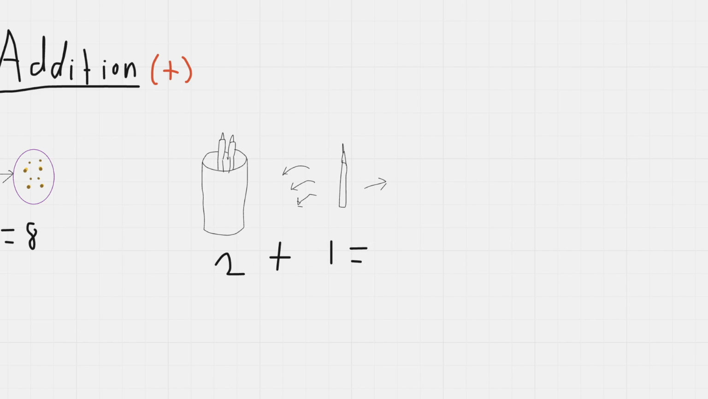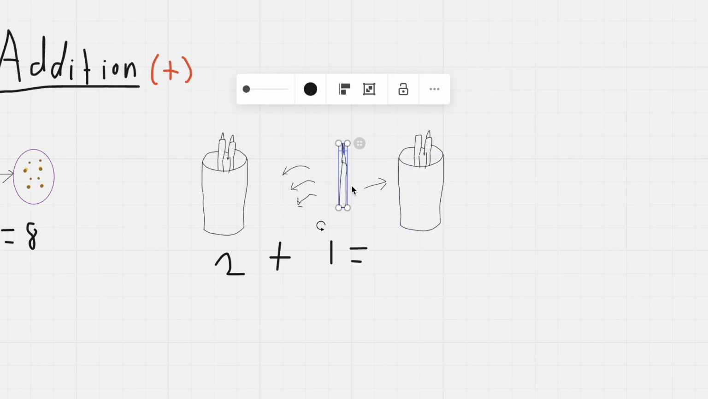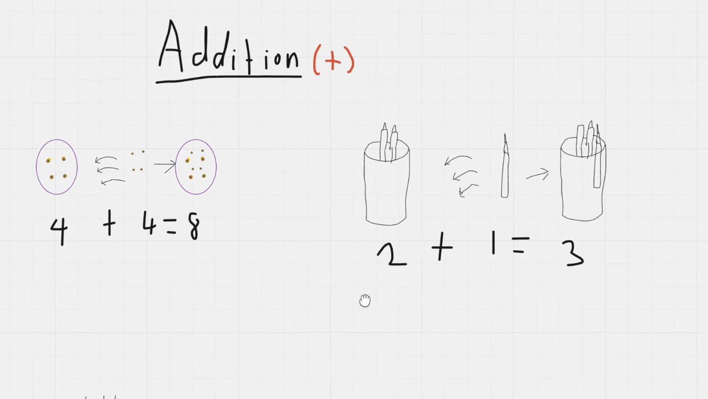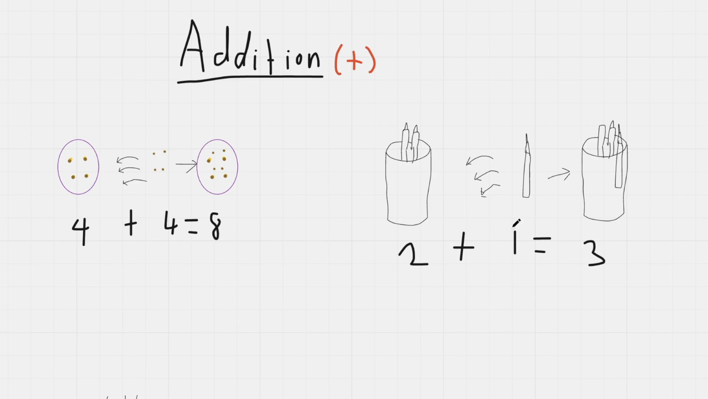are in this container? So let's again represent this by taking the original group, putting it here, and then taking this pencil and combining it in this group right here. So now how many pencils are we left with? 1, 2, 3. 3 in this container. So 2 plus 1 equals 3. And that is a visual representation of addition.